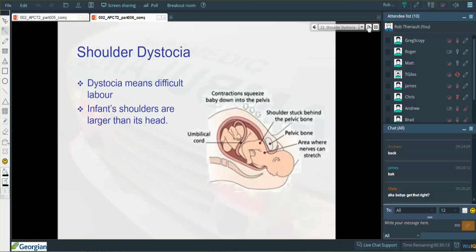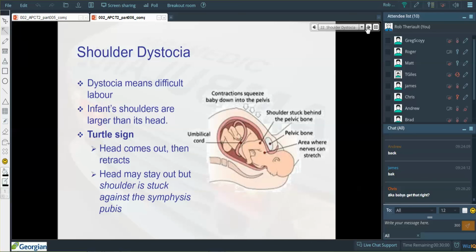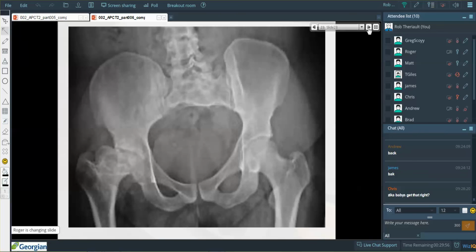This is why I found labor and delivery even more frightening after taking the midwives course. The shoulders are larger than the head, and that's part of the problem. It's called the turtle sign, where the head comes out, then retracts. The head may stay out, but the shoulder is stuck against the symphysis pubis. That's the symphysis pubis right here, by the way. That's what it looks like on an X-ray.